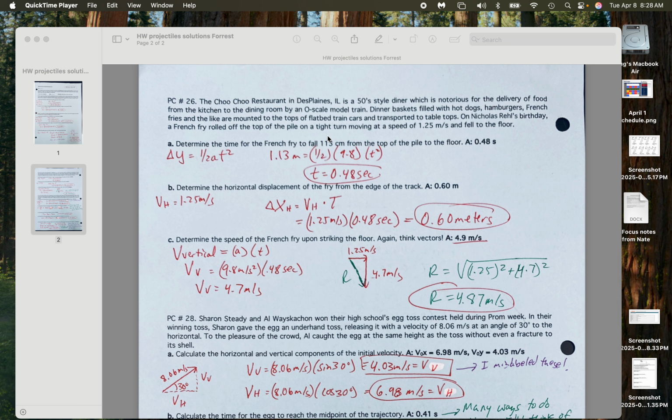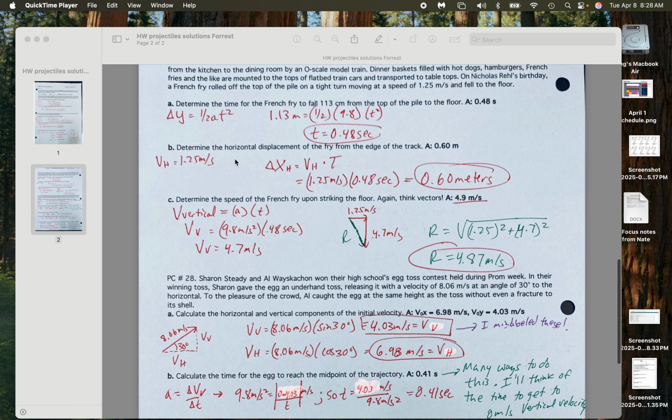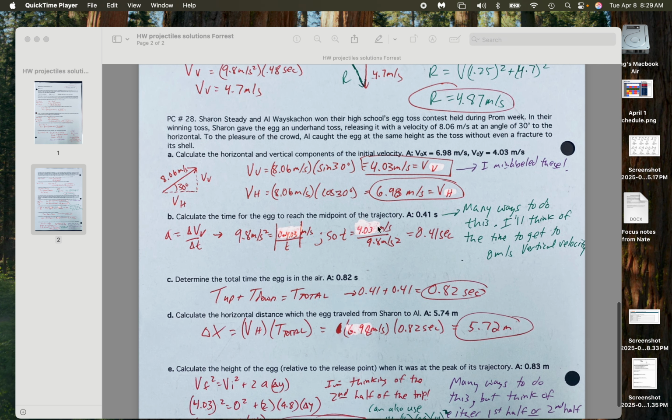I did need to convert the centimeters to meters. Otherwise, I'd have to convert acceleration for gravity to 980 centimeters per second per second. I know the horizontal speed, so again, doing the same thing, figuring out the horizontal distance. And then this is very similar to what I did in the last problem. To get the overall speed of the French fry striking the floor, I need to find the vertical component of speed just before it hits the floor, combine that vectorially with the horizontal component of speed, and I get around 4.9 meters per second.